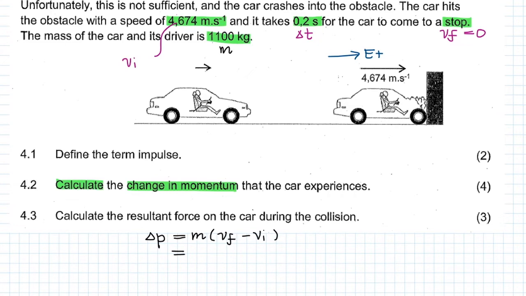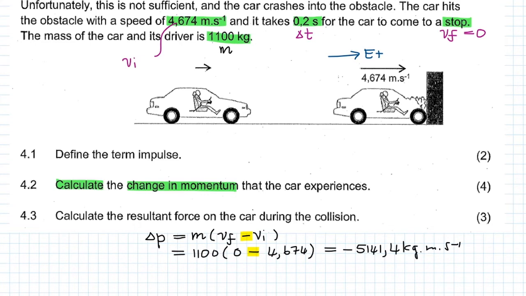That is going to equal to 0 minus the initial velocity, which is going to be positive 4674. Now there is a negative in front of this value, but that is because of the formula. Don't get confused. When we plug this into our calculators, we find out that the change in momentum is negative 5141,4 kilograms per meter per second.